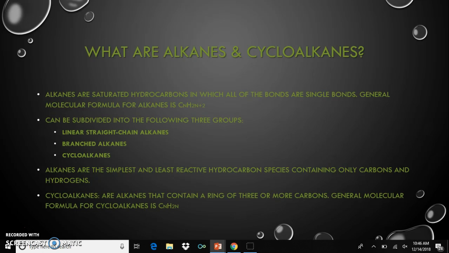Alkanes are saturated hydrocarbons in which all of the bonds are single bonds. They are subdivided into the following three groups: linear straight-chain alkanes, branched alkanes, and cycloalkanes. Alkanes are the simplest and least reactive hydrocarbon species, containing only carbons and hydrogens. Cycloalkanes are alkanes that contain a ring of 3 or more carbons.